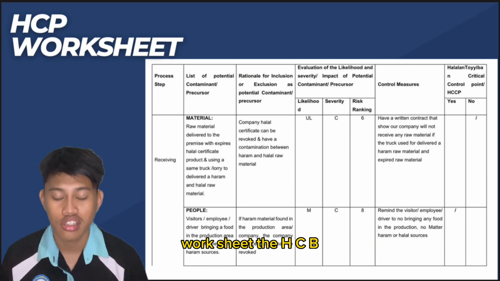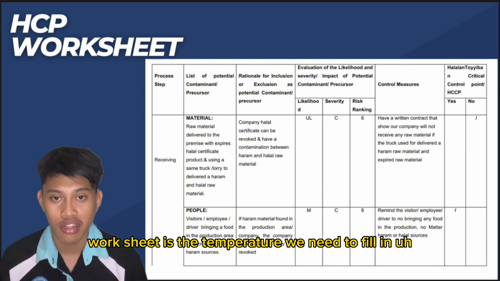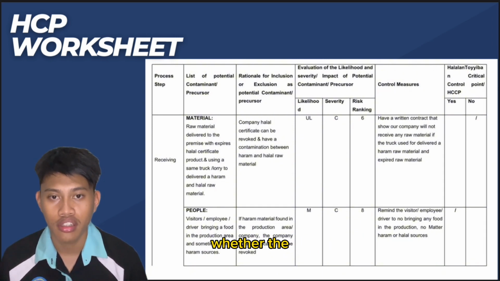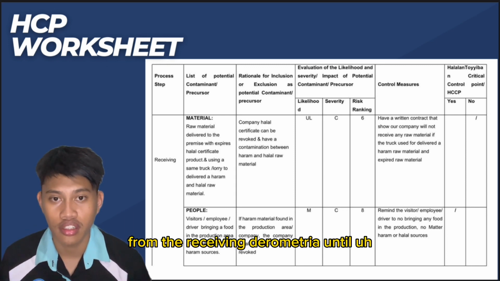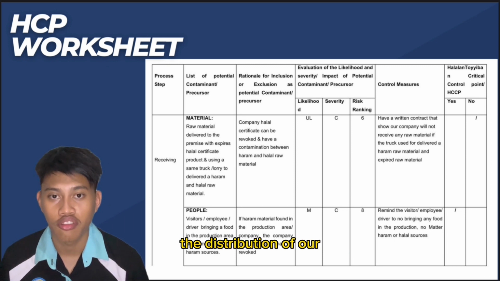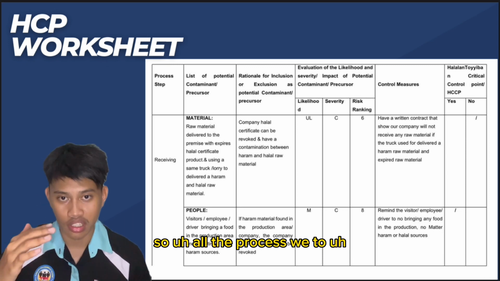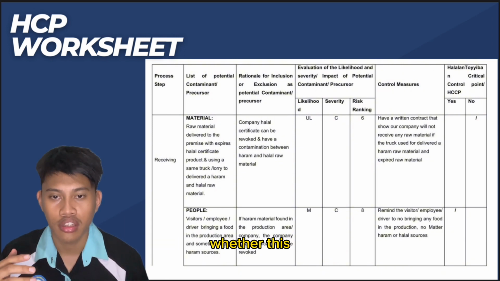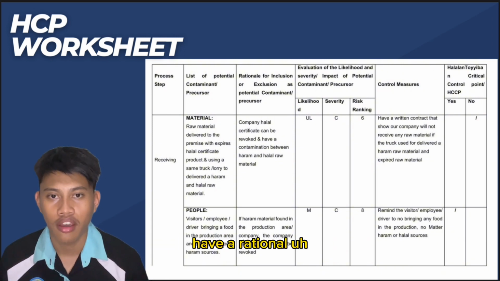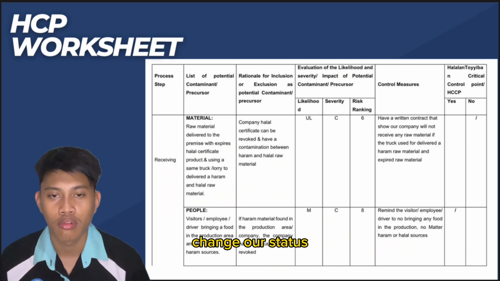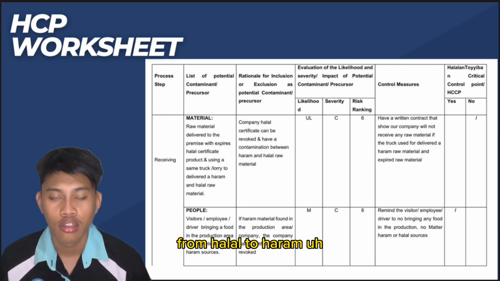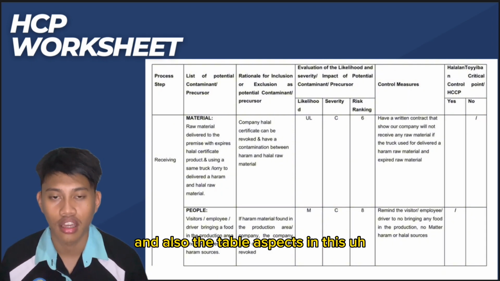The HCP worksheet is a table that we need to fill in to know whether our process flow, which is from A to Z, from receiving the raw material until the distribution of our finished good product to the customer. For all the processes, we need to ensure whether they have any rational activities or anything that can contaminate our product, that can change our product status from halal to haram. And this process includes the halal aspects and also the thayyiban aspects.